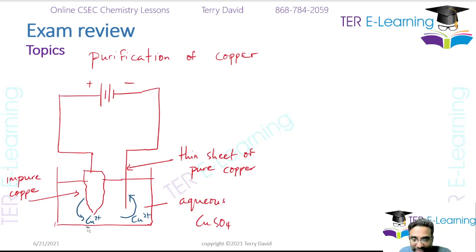Now there's something I didn't draw inside here, but what happens at the bottom is that impurities settle at the bottom. So this here is my impurities. Remember, the whole purpose of this is to obtain pure copper. So this is how we purify copper. You all need to know applications of electrolysis, right?